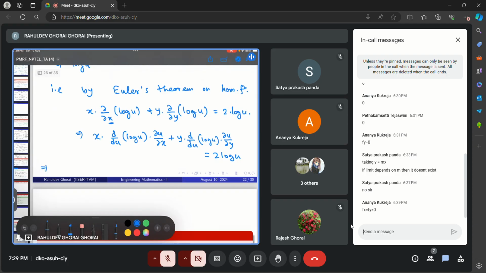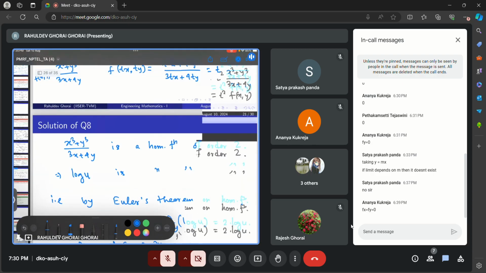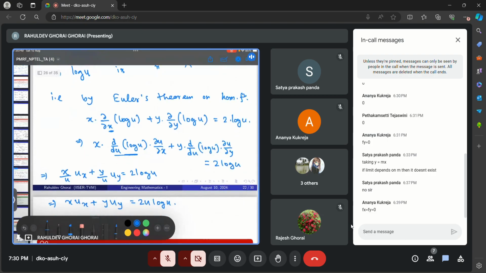Now what does this imply? d du of log u is 1 by u, so x by u times ux, del u del x is nothing but ux, plus y by u times uy is equal to 2 log u. That implies x ux plus y uy is equal to 2u log u. That's what you needed to prove. This and this are the same. We have done.